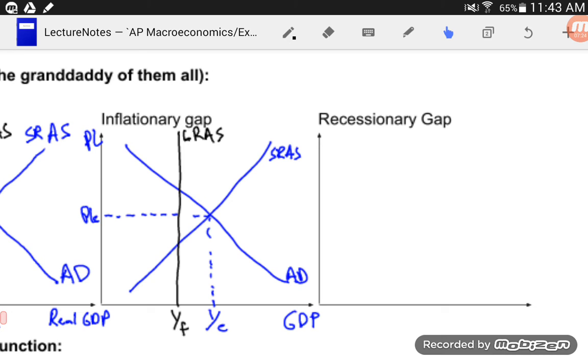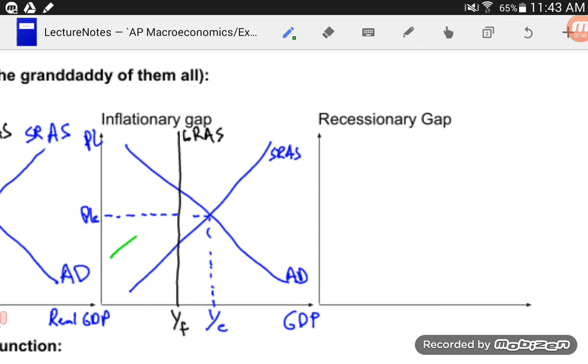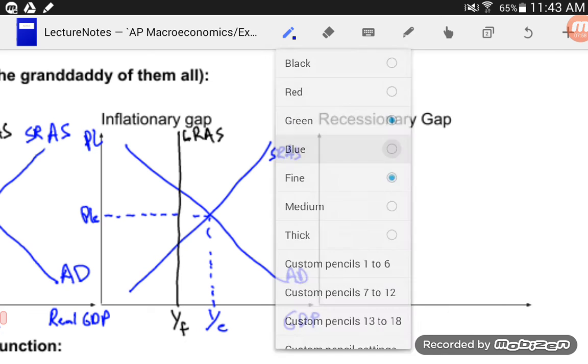So what was happening is wages were being driven up, and if left alone, supply is going to decrease, and we'll get back to that long-run equilibrium. So if we did nothing, short-run aggregate supply would shift back because wages went up, and you'd end up back at your equilibrium. I'm not going to leave that on my drawing. I'll delete that off. So what about a recessionary gap?